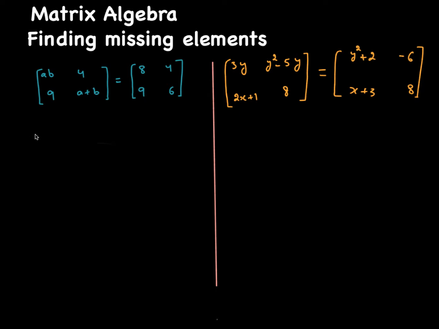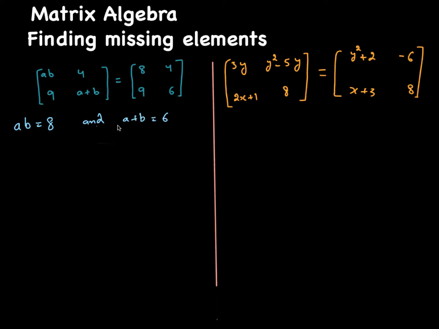So the rule we are going to use is, it says the corresponding elements of two equal matrices are equal. That means this element over here is equal to this one because these two matrices are equal, so their corresponding elements are equal to each other too. So that tells me AB is equal to 8, 4 is equal to 4, 9 is equal to 9 as it's given, and then A plus B is equal to 6.